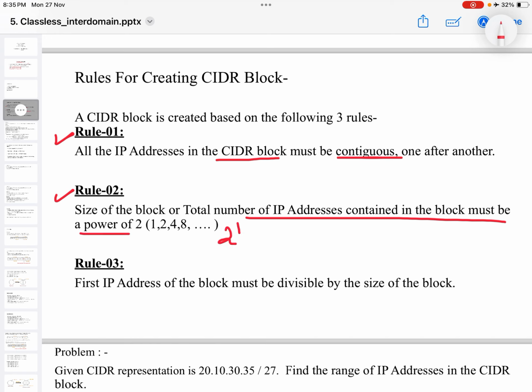So it can be 2 raised to 1, 2 raised to 2, 2 raised to 3, 2 raised to 4 and so on. Rule number 3: the first IP address of the block must be divisible by the size of the block.